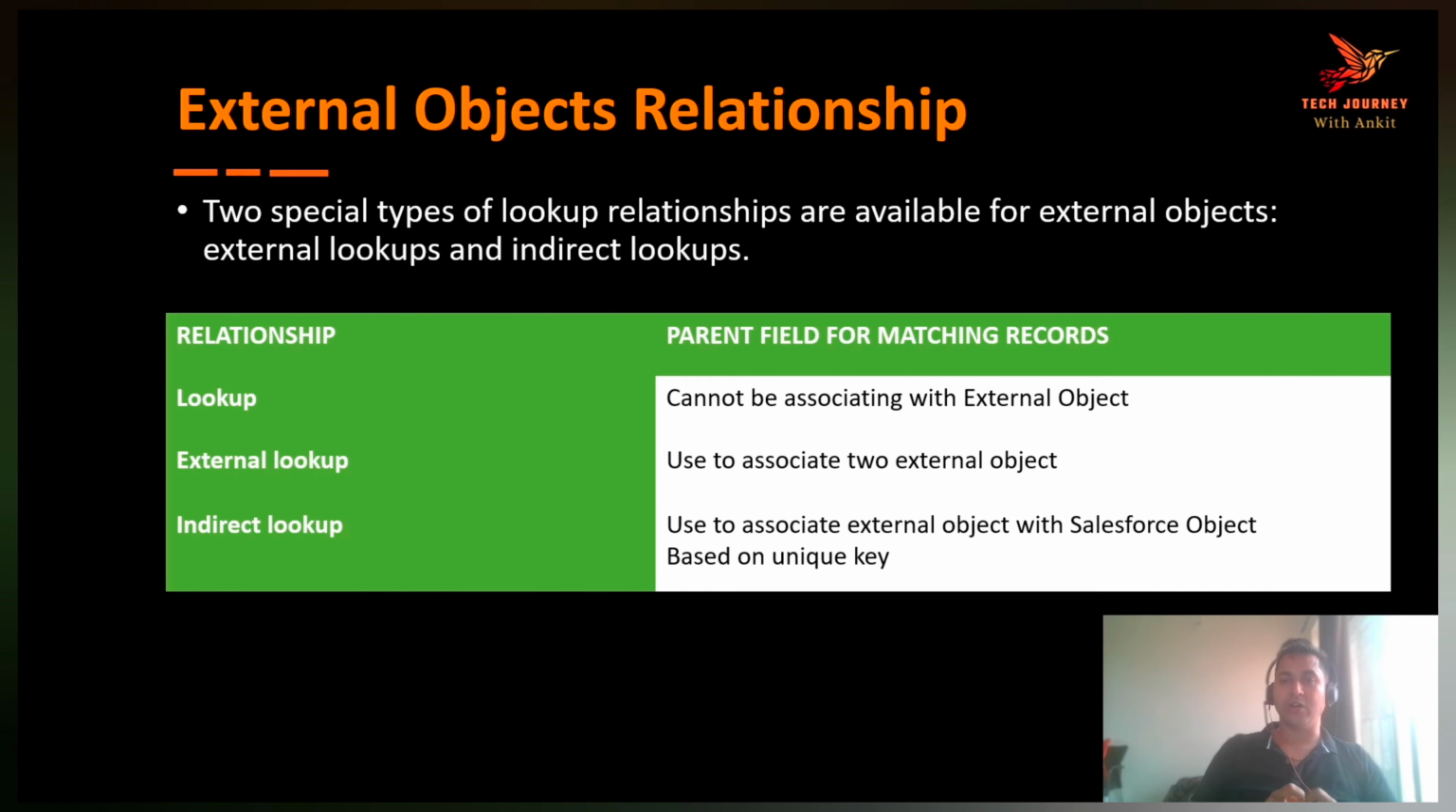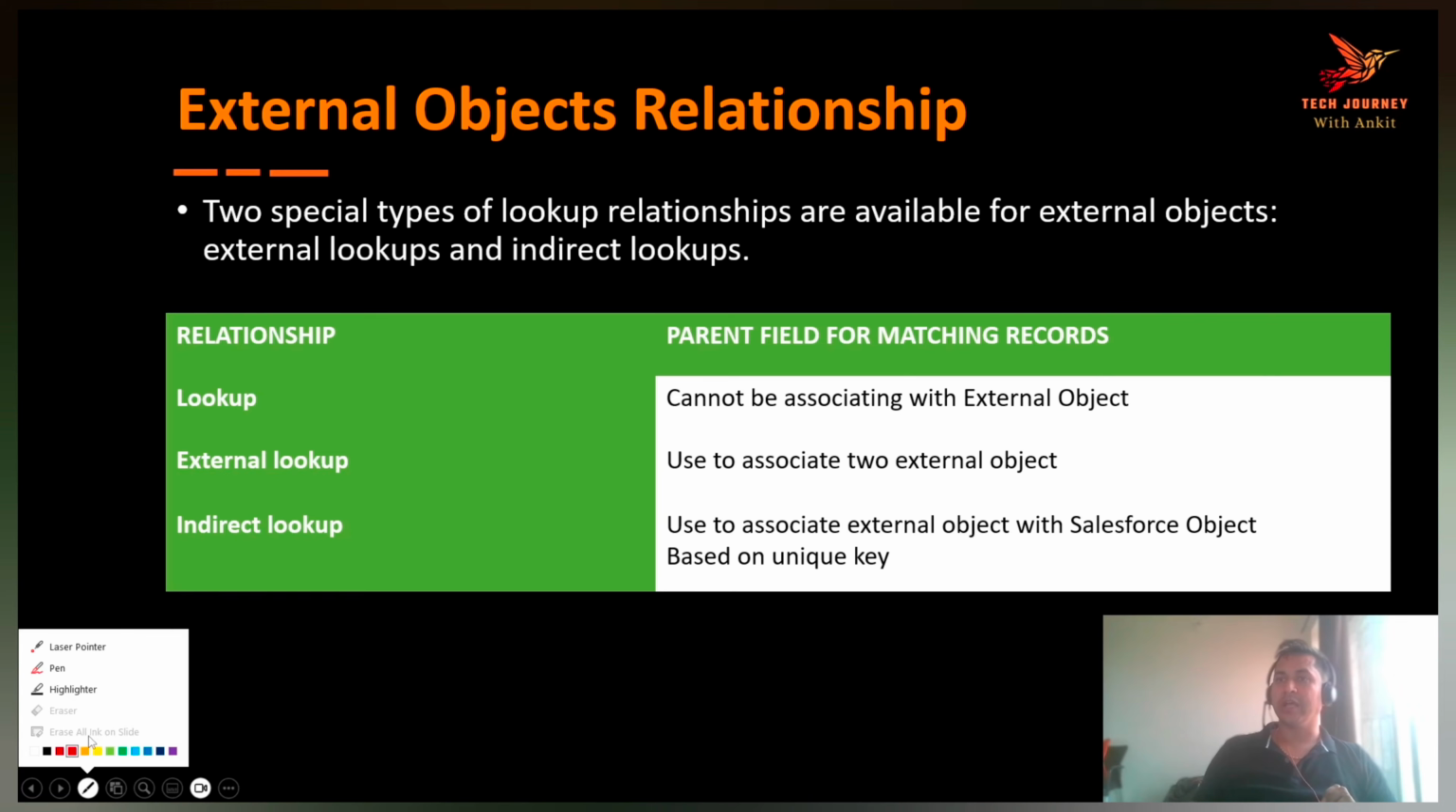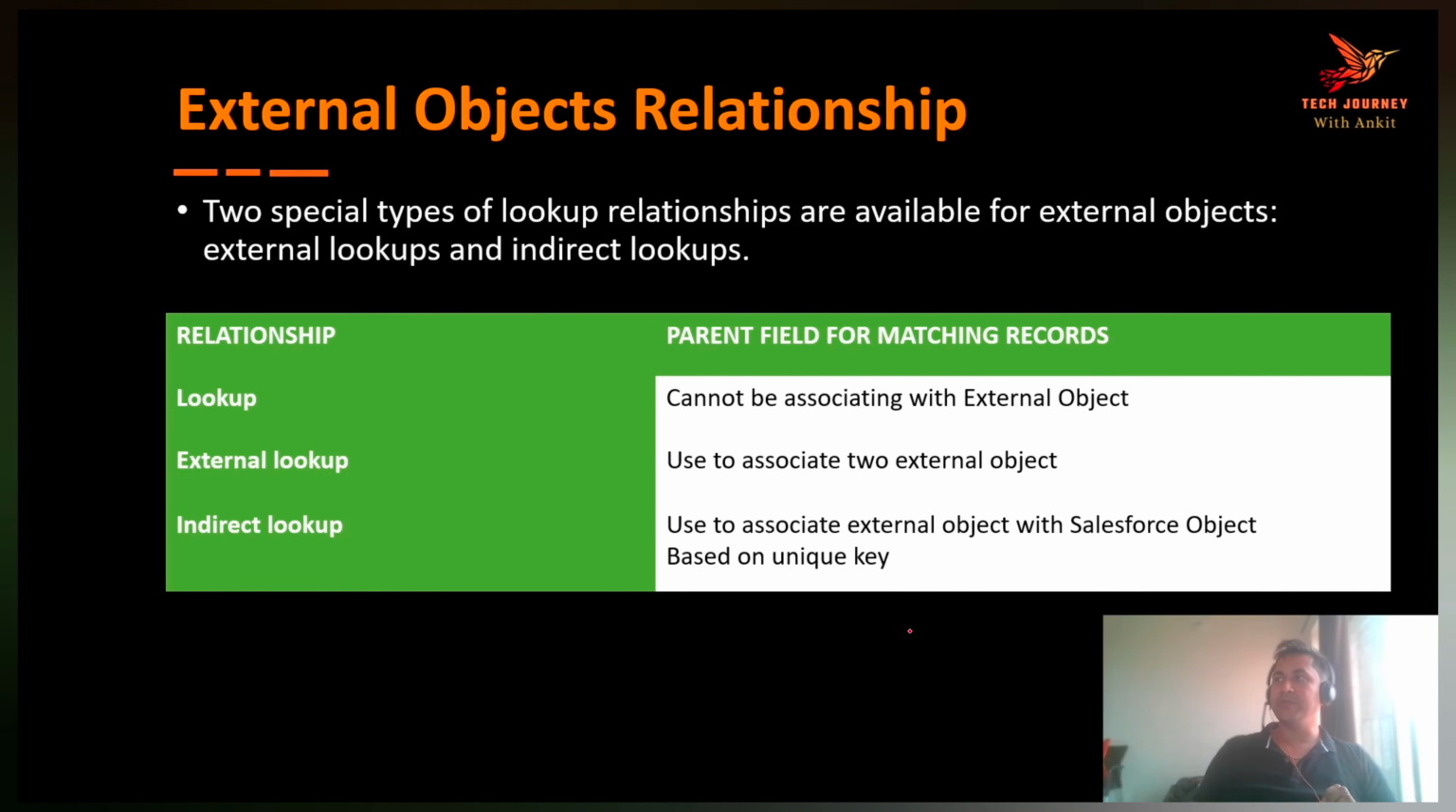So indirect lookups are always helpful whenever you have to set the relationship between the external object as well as the Salesforce object. And a very important point: whenever you are setting up the relationship between the Salesforce object as well as the external object, you have to do that relationship based on a unique key. So what you have to do here is create a unique field on your source system and mark that field as an external ID field.